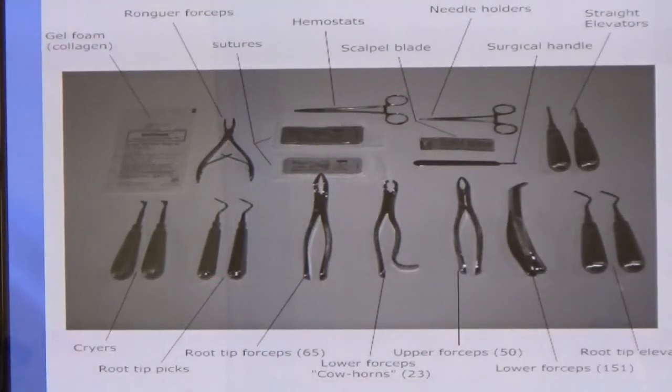All these are out here on the hall right now. You can take a look at it, and I think you may have the picture of these in your handout. Gel foam is a clotting foam. You've got the rongeurs, sutures, hemostats or needle holders. Your scalpel blade, the holder, the elevator, straight elevators. You've got Cryer elevators, or these are called flag elevators as well. Root tip picks and your different types of forceps. And Dr. Cervantes can go over those right now when we're done.